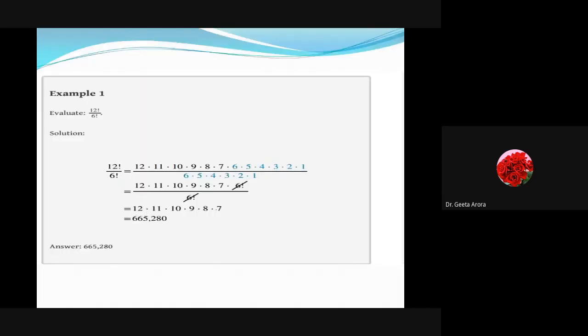And just in order to practice, we have the first example, that evaluate 12 factorial by 6 factorial. So how can we do it? Either I have to open this all, as here the author has shown us. It is again a snapshot from the NCERT book. So here we have 12, 11, 10 up to 1 divided by 6, 5, 4, 3, 2, 1.